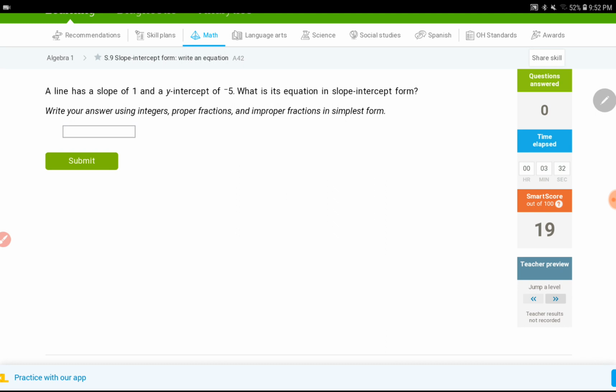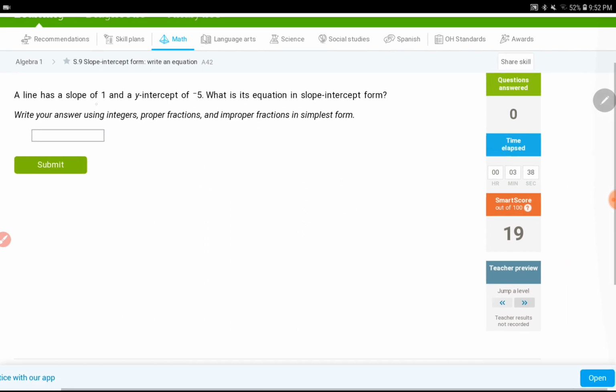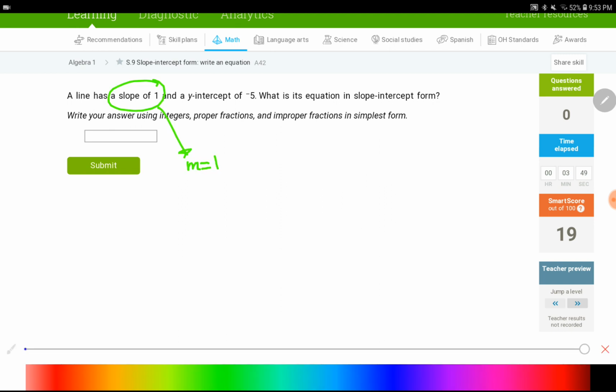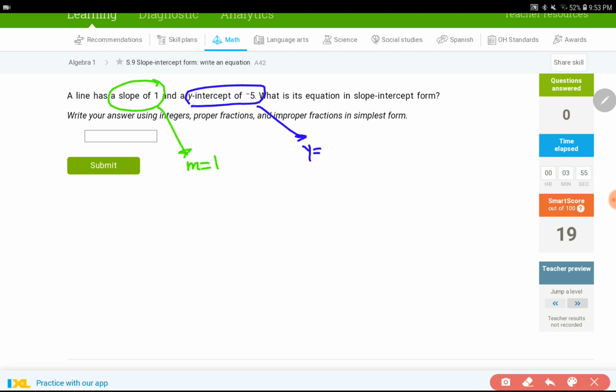Okay, let's see. The only difference seems to be a negative number. So it says a slope of 1, which means m equals 1, and then the y-intercept equals negative 5. Oops, it's not y, it is b. It's b equals negative 5.